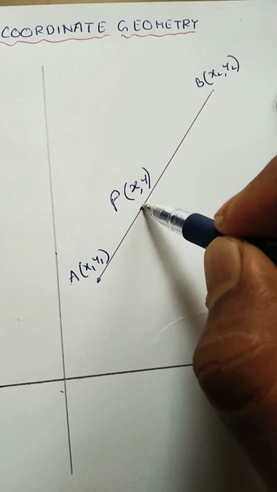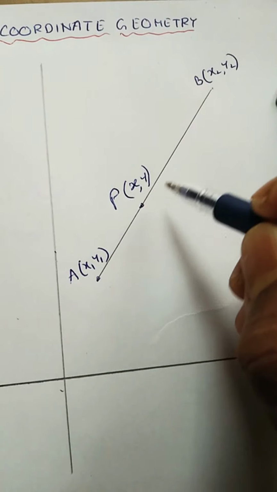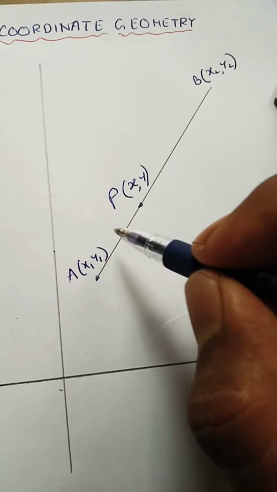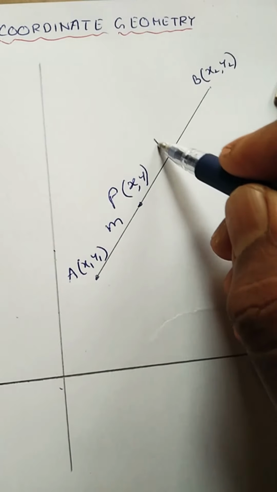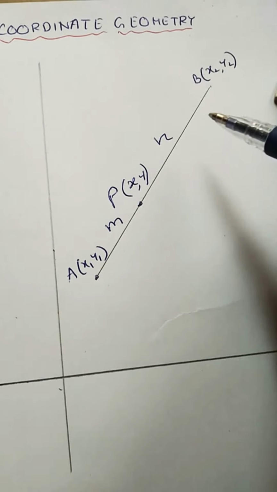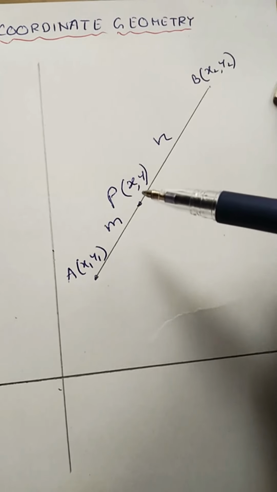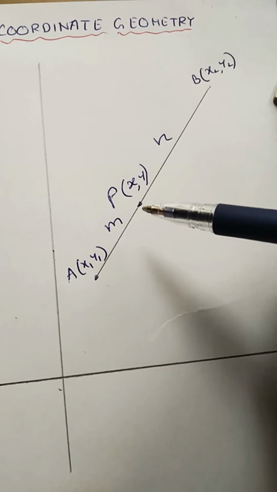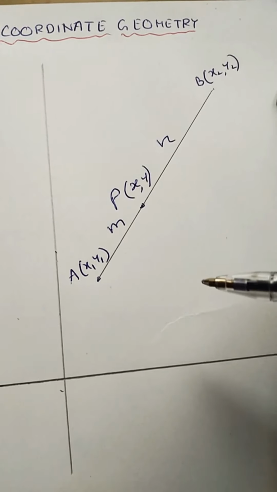But say this ratio AP is to PB is given, which is m is to n. Now using this section formula we can find the coordinate of the point P. Now let us see how we can find this.